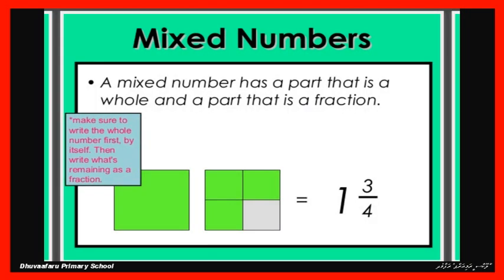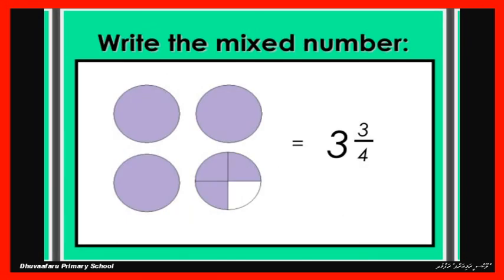Mixed numbers. A mixed number has a part that is a whole and a part that is a fraction. For example, a square, 1 square and 3/4. 3 parts are colored and 1 part is left. So it is 1 and 3/4. Some examples of mixed numbers include 3 3/4. 3 wholes are colored and 1 of 4 is left. So it is 3 3/4.